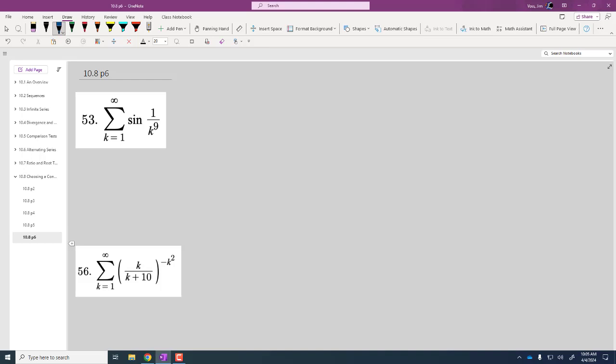Yep. Because as k goes to infinity, the limit can jump inside of sine because sine is a continuous function. As k goes to infinity, the fraction goes to 0, but sine of 0 is 0. So the divergence test, a good first thing to look at, is inconclusive.